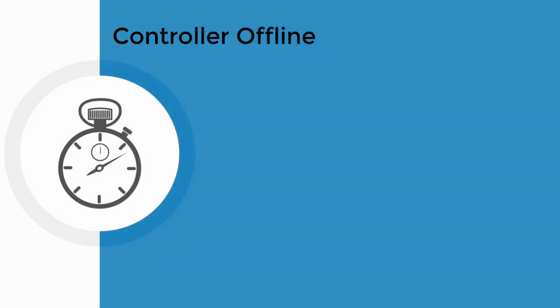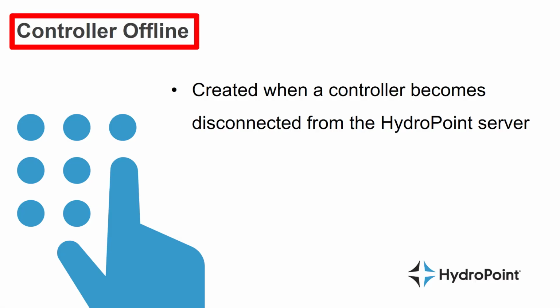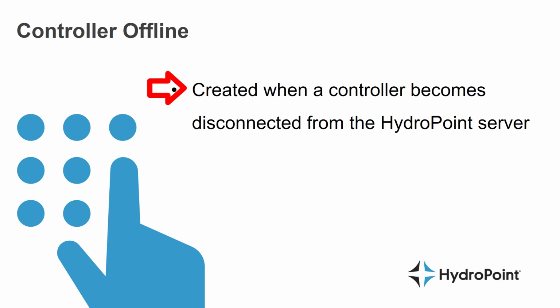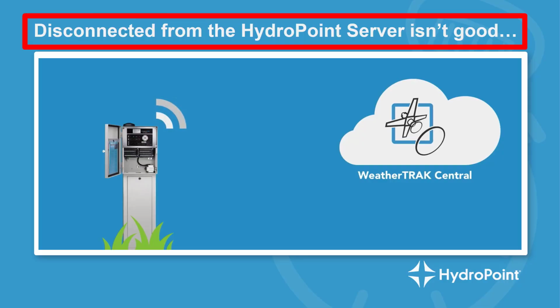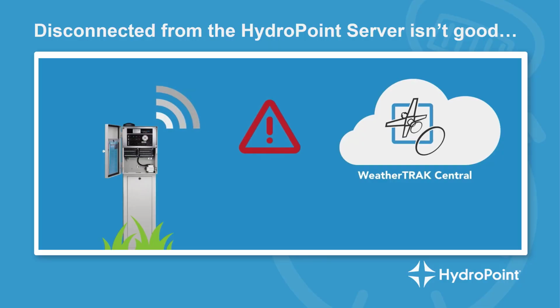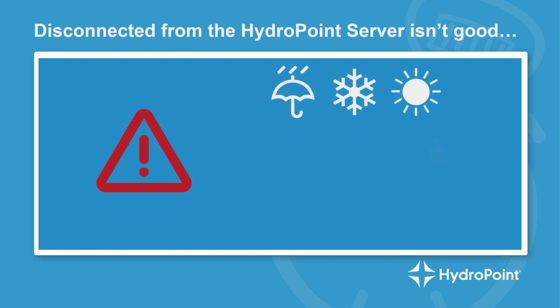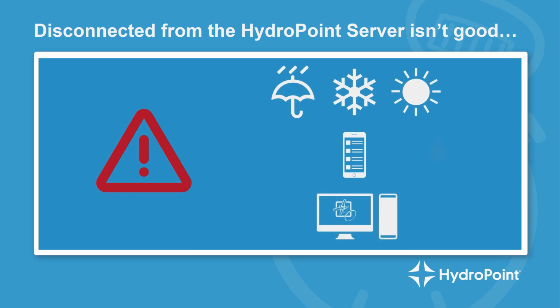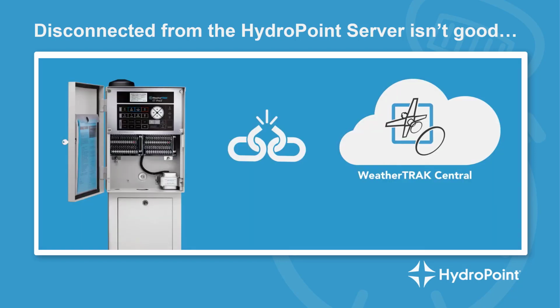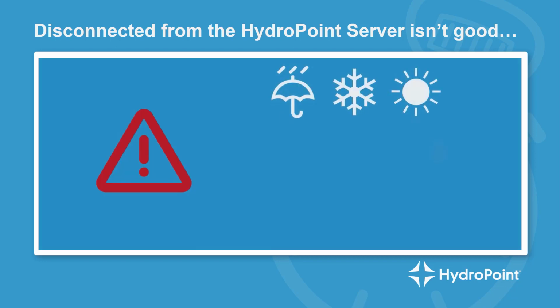Controller offline. A controller offline alert is created when the WeatherTrack controller is no longer communicating with the cloud, or the controller becomes disconnected from the HydroPoint server. And being disconnected from the HydroPoint server isn't good because the features you depend on, like the weather for the weather-based irrigation schedule, or the connection to WeatherTrack Mobile or WeatherTrack Central, are key features that are managed by the HydroPoint server. And if you lose the connection, you lose the functionality of the central features.